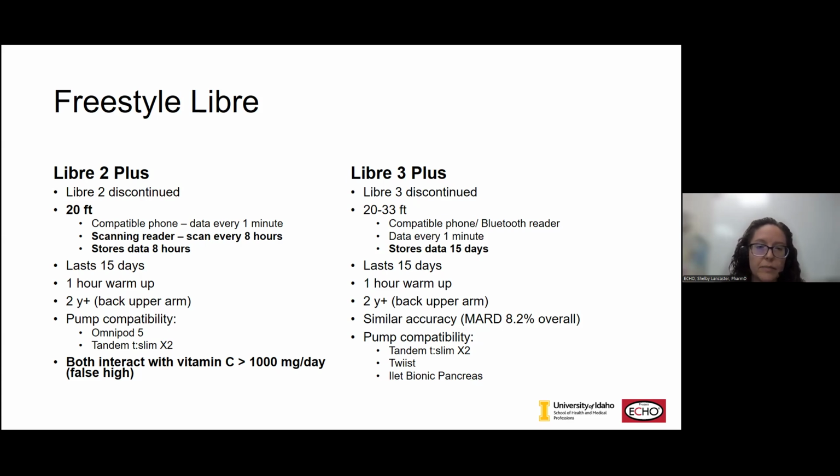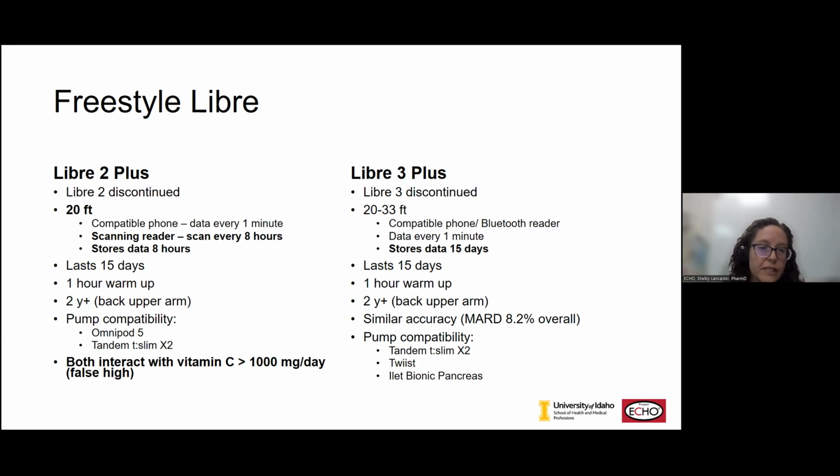Both of these do last up to 15 days, and the warm-up is the same across the board. The approval for FDA use for the age is the same, and the accuracy was pretty similar with that MARD of 8.2%. And we do show some pump compatibility here.